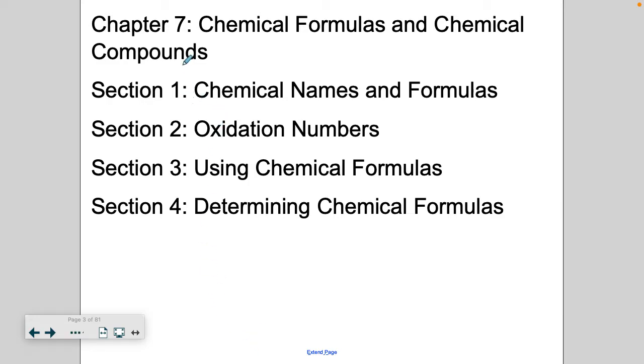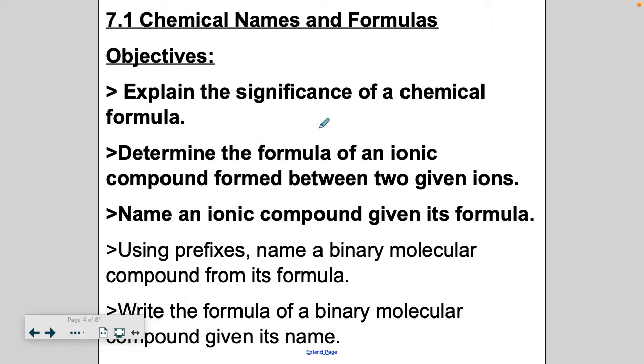How wonderful. Okay, so we are going to start a new chapter. It is titled Chemical Formulas and Chemical Compounds, and I'm actually going to spend quite a few days on section 1 with chemical names and formulas. So I'm going to explain the significance of a chemical formula, and then we're going to focus in on ionic compounds and how to name ionic compounds.